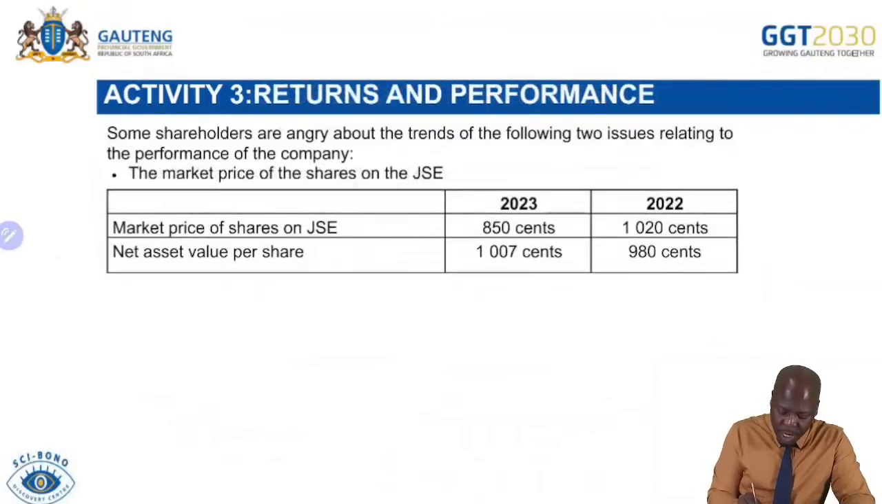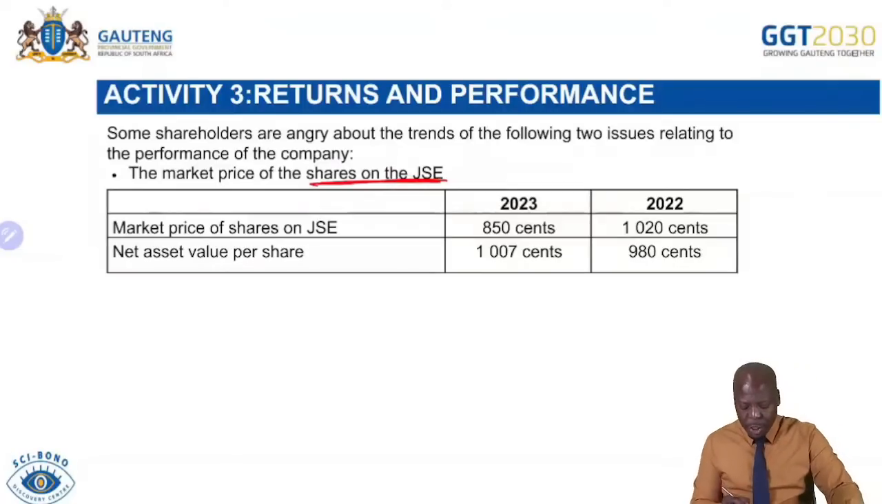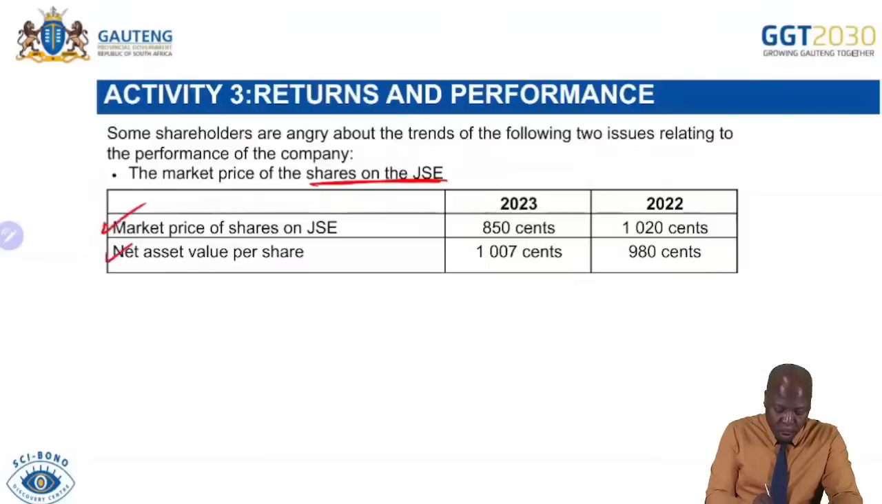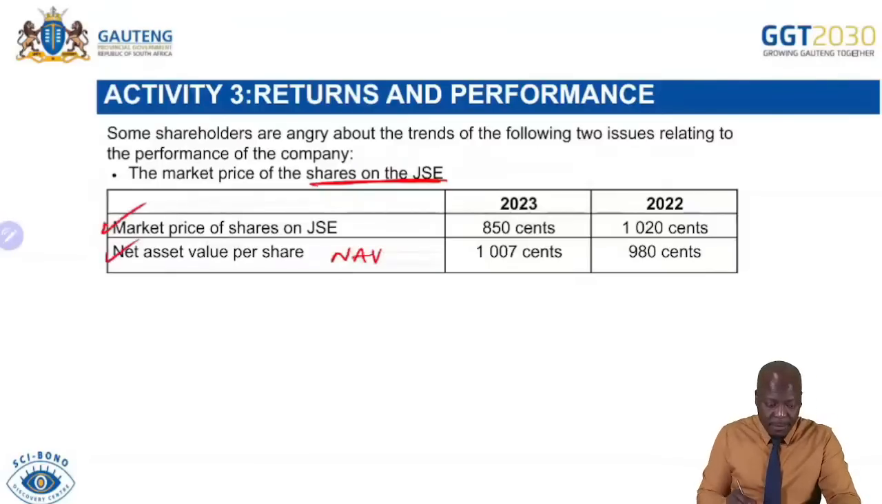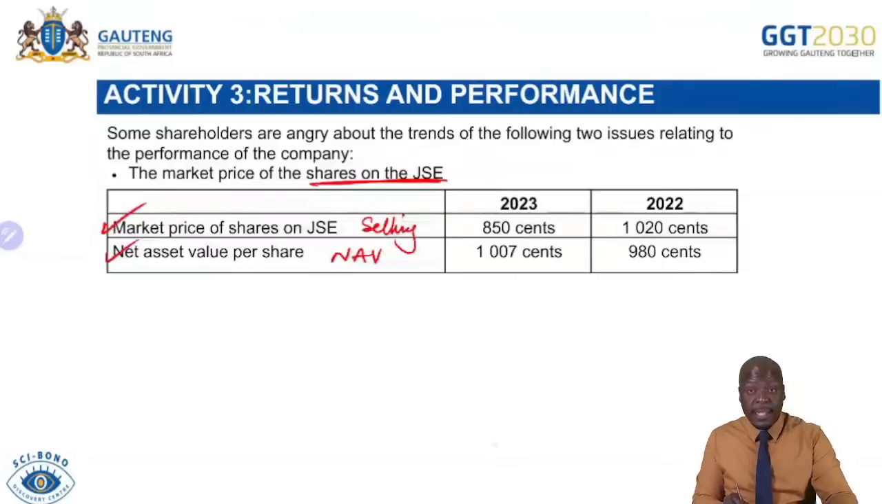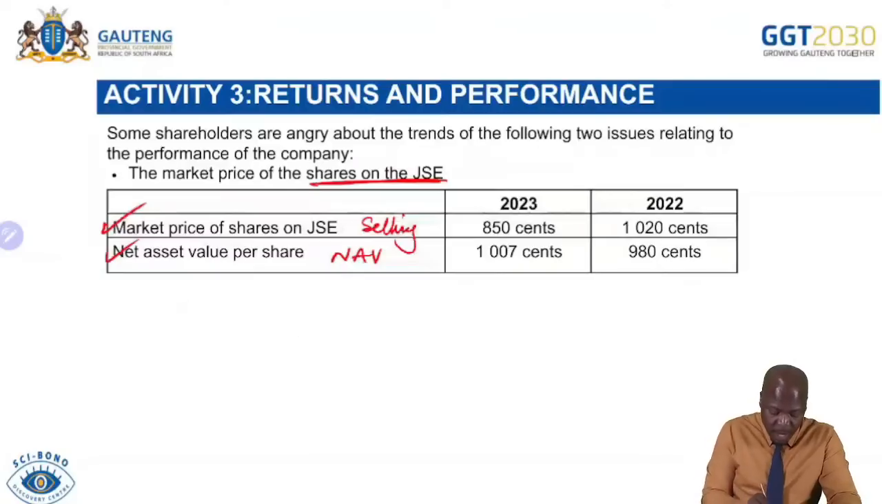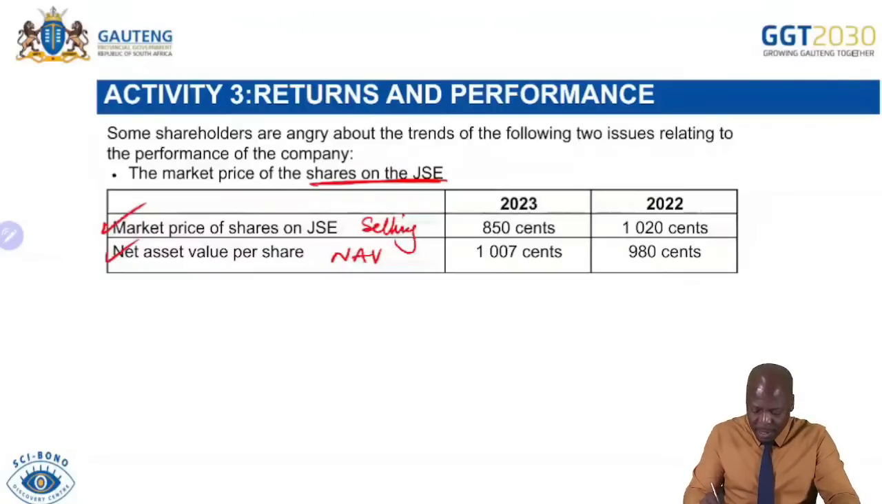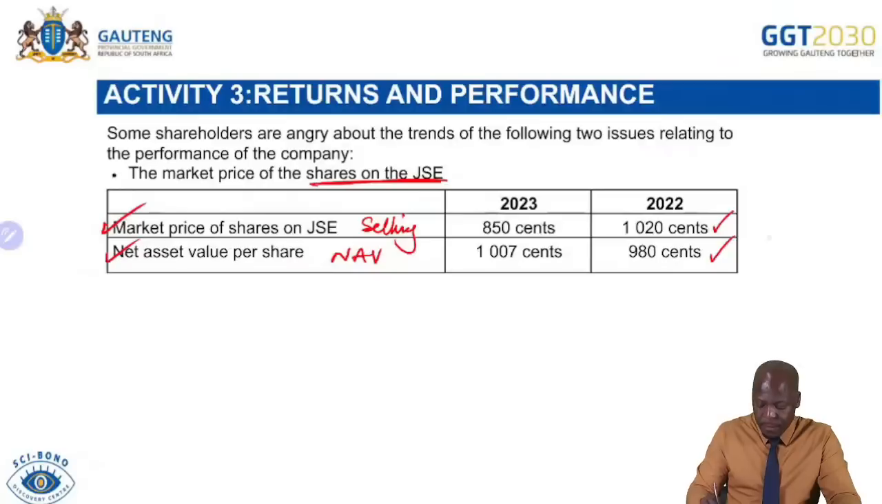I'll move on quickly to the next area of concern. It is the market price of the shares on the JSE. Whenever shareholders have a concern about the market price of shares on the JSE, it is of great importance that you also bring the NAV, the net asset value per share. Okay, so the JSE, this is what our shares are currently selling at on the stock market. But the NAV, this is what our shares are worth. You can see that in the year 2022, our shares were selling at 1,020 cents, yet the NAV is 980. This is a good situation. When your market price is above the NAV, that is a good situation.